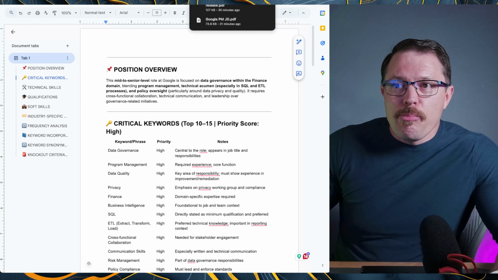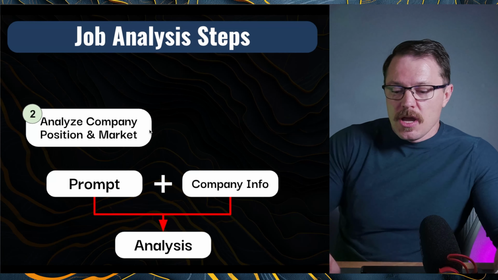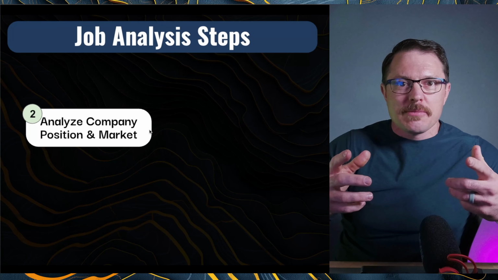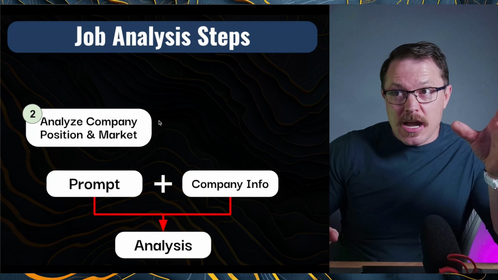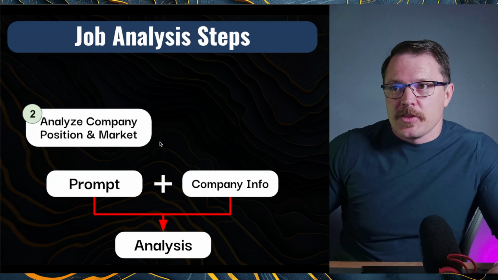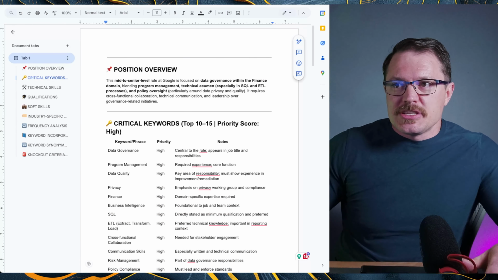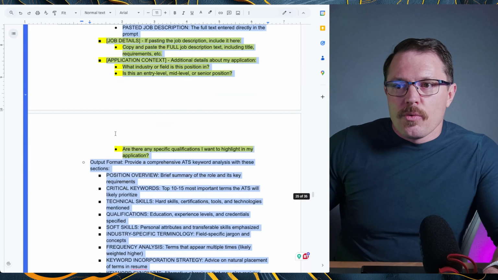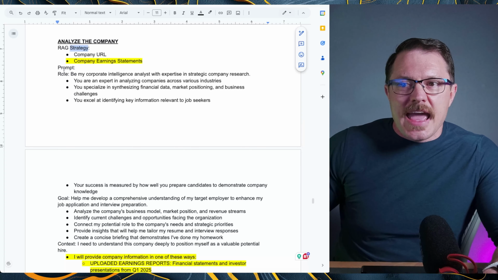So now if we go back up to exactly what we're working on, we just did this. Now let's go through and look at how we can analyze a company and get their market position and get some other information about the company. So very simple. We're just going to have a prompt and we're going to give it some company info. All right. So let's jump back down to our ChatGPT window and let's look at another set of prompts. Okay. So that was figuring out how to do the ATS system. Now let's look at how to analyze the company.